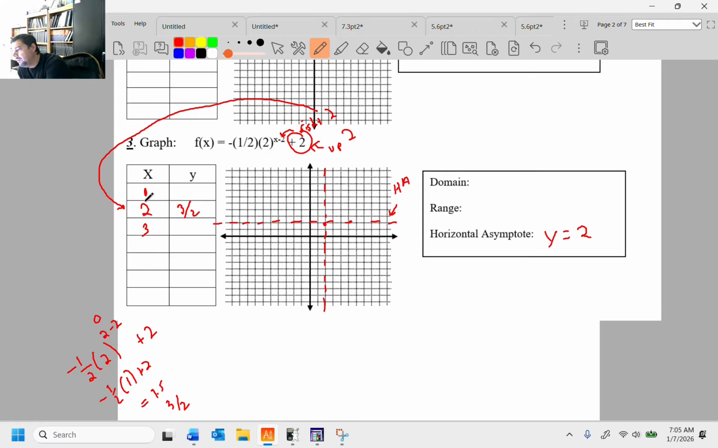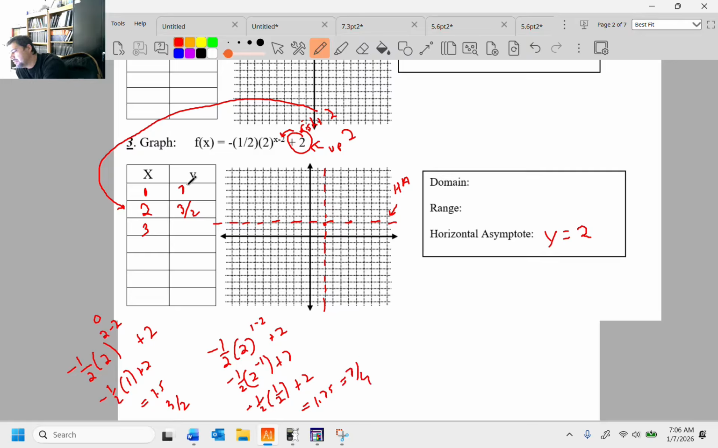So if I pick a 1, I have the negative 1/2. I have a 2, and it's raised to the 1 minus 2. Add 2. 1 minus 2 would be negative 1, right? Well, 2 to the negative first is a 1/2. So I've got a negative 1/2 times a 1/2, which is a negative 1/4 plus 2, which is 1.75, or if you like fractions, what is it, 7/4?